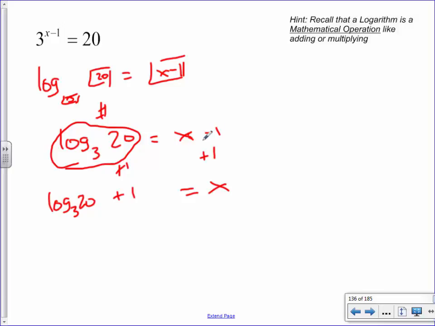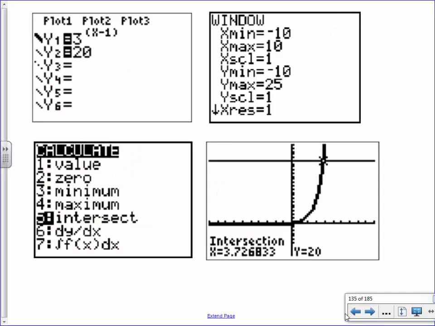See what I did here? I took that minus 1 from the side, I brought it to the other side. So type in log 20 divided by log 3, and then add 1. Just 3.7. What'd you get? 3.7? Yeah, 3.7. Let me go back a slide here. Here is where we found them cross. Look, they crossed at 3.7. Potato, potato.